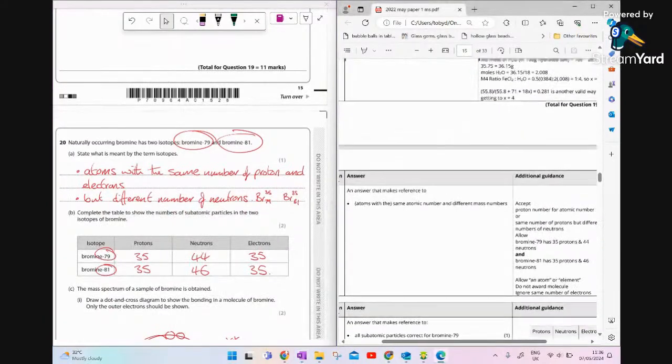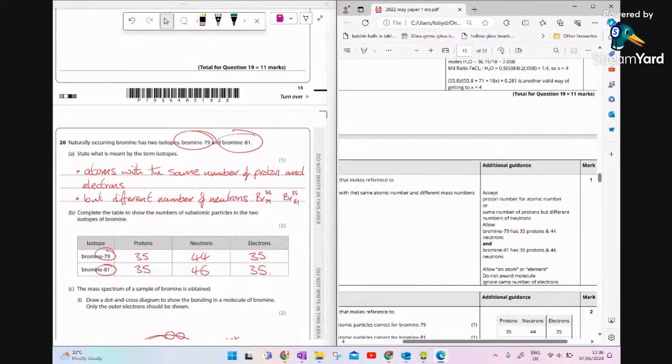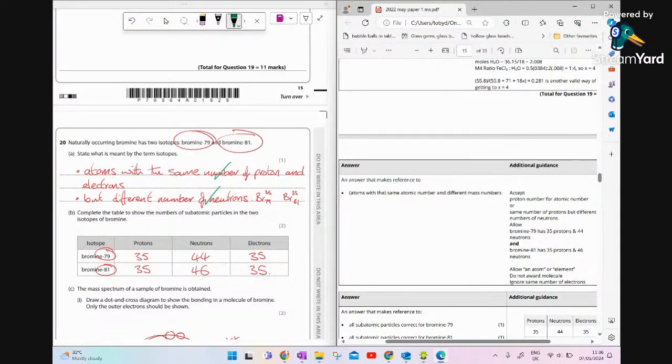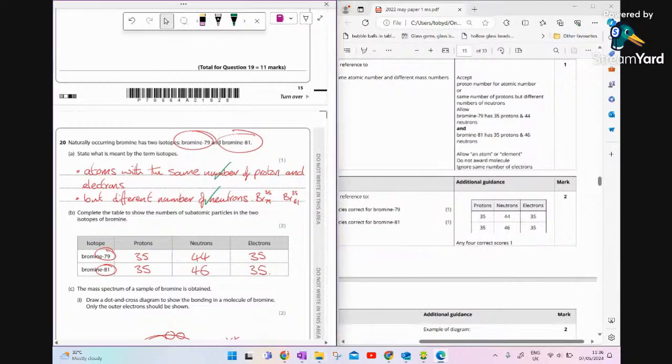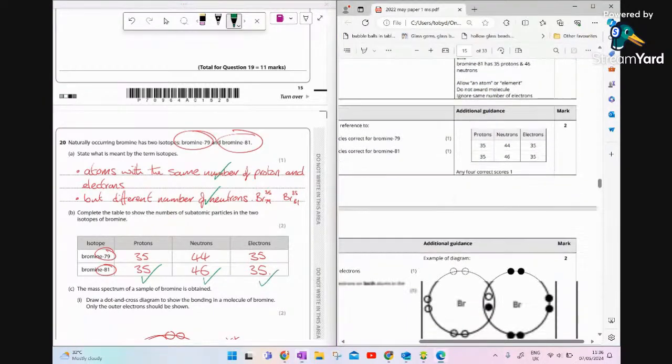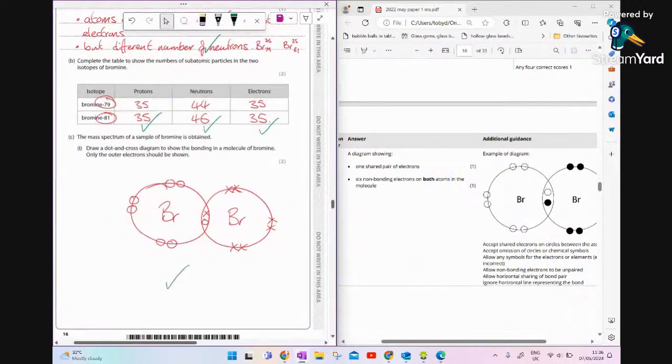Next, atoms with same atomic number, different mass numbers, except proton number and same number of protons, different number of neutrons. That's fine. Yep. And then there's a calculation even being shown on the additional guidance, which is kind of nice. Yeah, then the next question wants us to fill in these numbers. So we've got 35, 44 and 46 and 35. Nice. Next, my good old bromine. That was like the easiest dot and cross ever. Loved it.